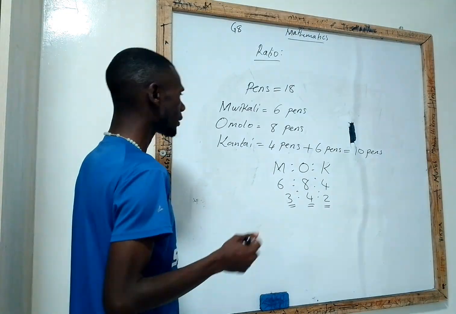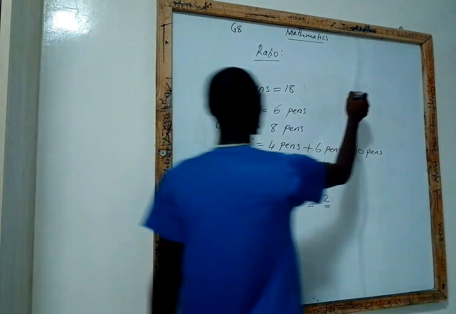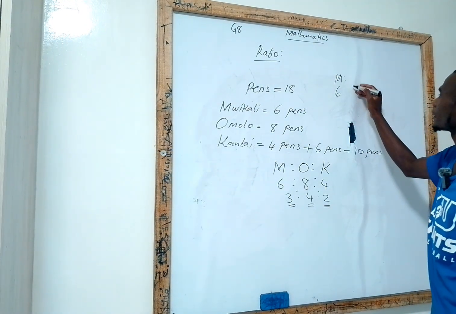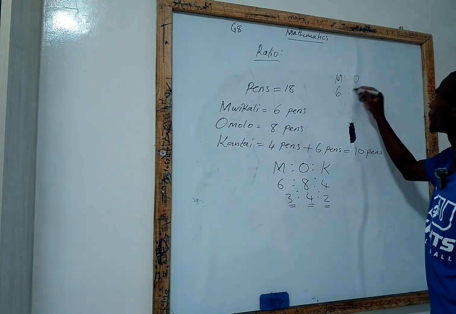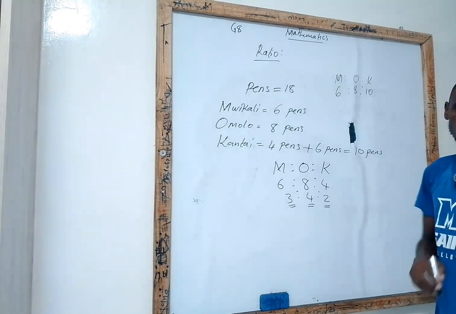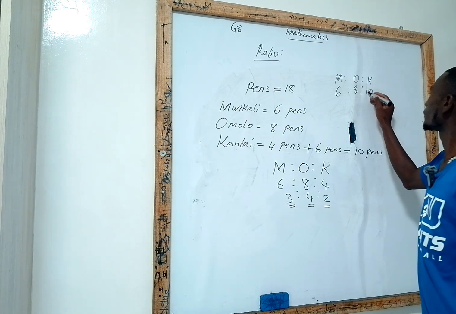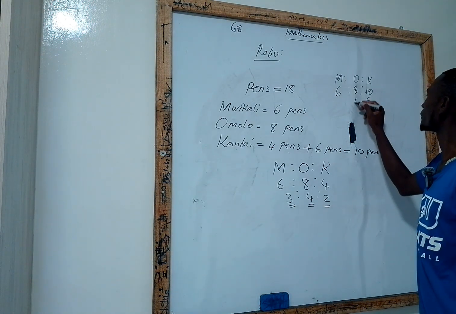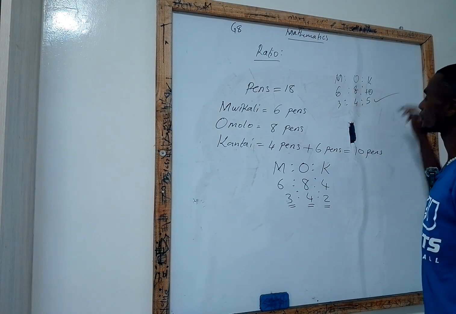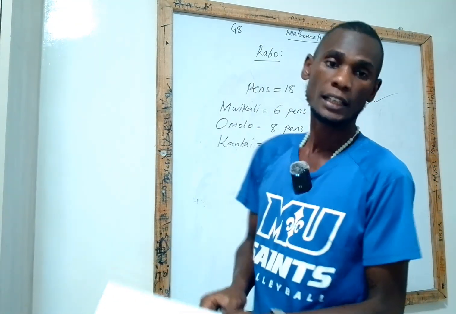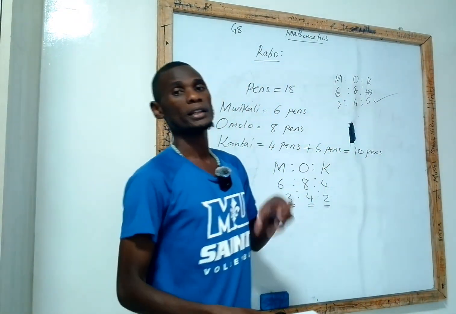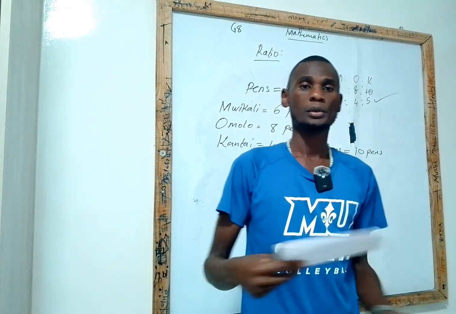So we are getting the new ratio here. The same initials: Mwikali with his 6, Omolo with his 8, and now Kantai with his 10. So we simplify. 2 goes there 3, 2 goes there 4, and 2 goes there 5. So this is the new ratio, 3 to 4 to 5. That is what we call working out ratios. So you use the quantities given to get the ratio the person used to share those items.